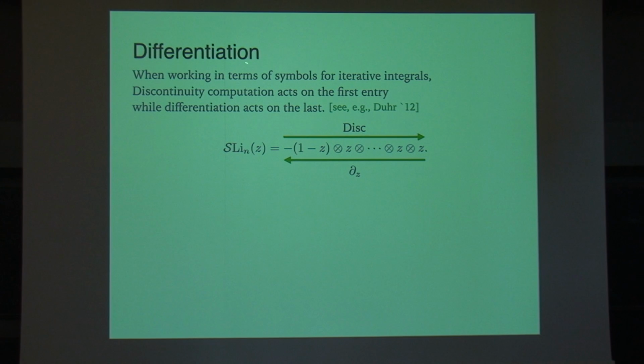Now let's go to the differentiation. We can also try to analyze the structure of the object by taking derivatives and seeing what's happening. Before this, let me remind you that there's a nice story happening to these two operations when we look at them in terms of the symbols. Once we get a list of symbols for a given function, the discontinuity acts only on the first entry, while the differentiation only acts on the last. For example, you can look in more detail in this nice paper by Trout.